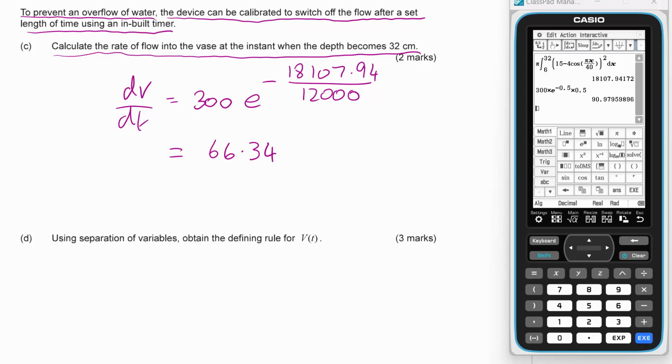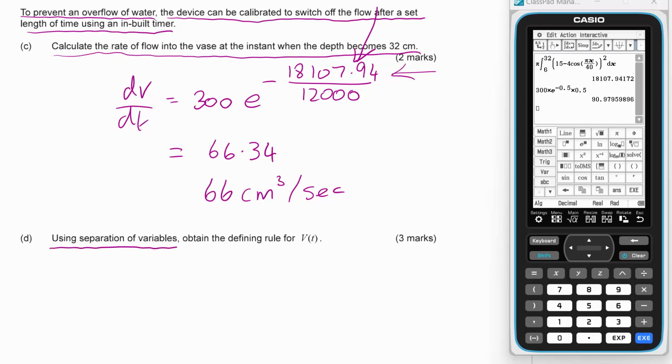Once again, the original measurements were to the nearest centimetre. So despite the fact I've used this to 2 decimal places here, remember we rounded that in the first part of the question. I just thought I'd use a more accurate figure here. So we should give the answer as 66 cubic centimetres per second.